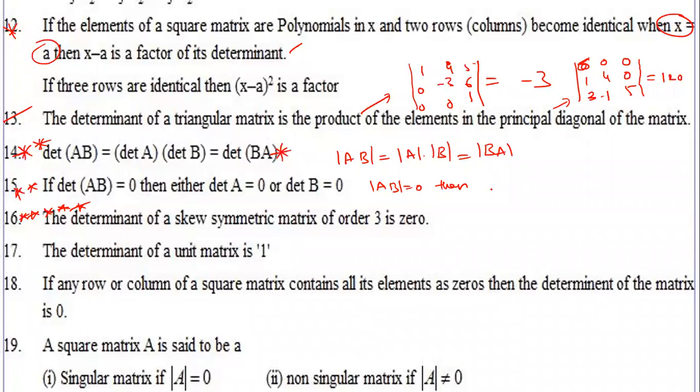Then determinant of A is equal to 0 or determinant of B is equal to 0. Write it symbolically, don't write DET. That is, if AB is equal to 0, then either A is equal to 0 or B is equal to 0.